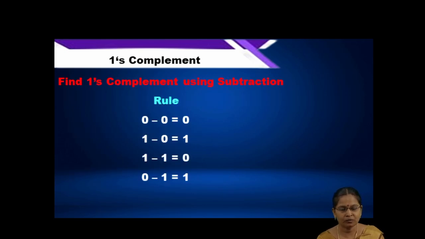Before we see the second method, we have to know about the subtraction rules. The rule is 0 minus 0 is 0, 1 minus 0 is 1, 1 minus 1 is 0, 0 minus 1 is 1.